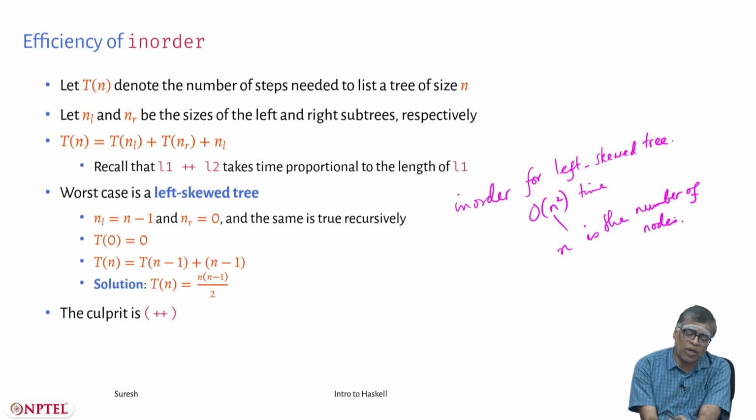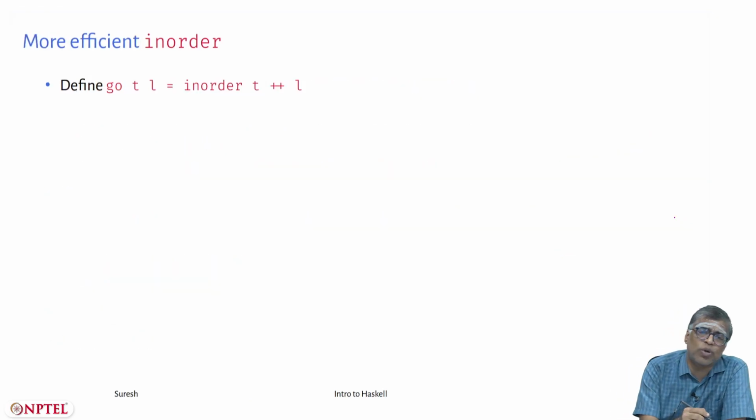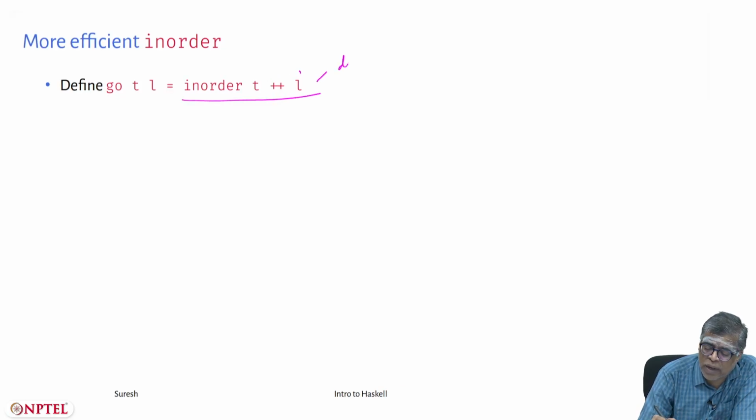Okay. So as usual the culprit is plus. So can we avoid doing plus? Okay, let us see how. Suppose you define go, some local auxiliary function, go of TL to be in order T plus plus L. Okay, this is once again the thing about this. So we will have to show that this whole thing does not depend on L. Complexity does not depend on L.